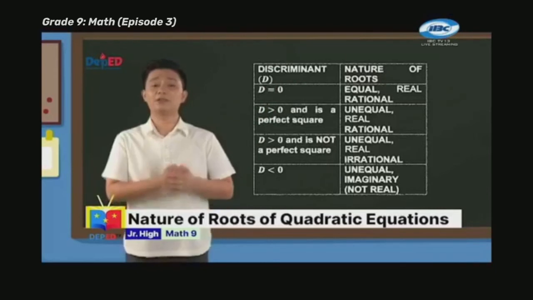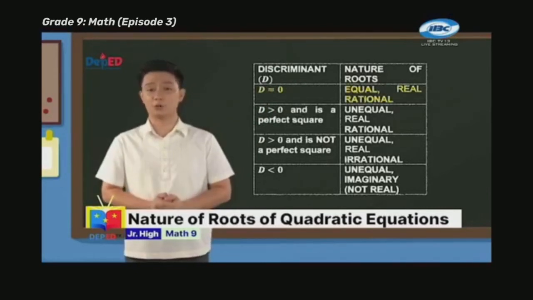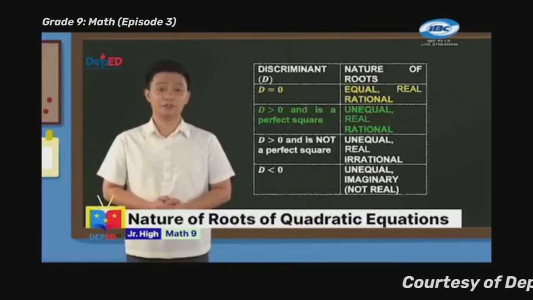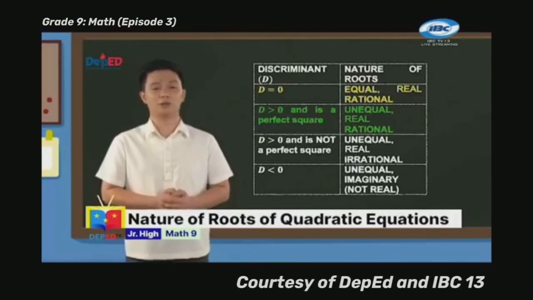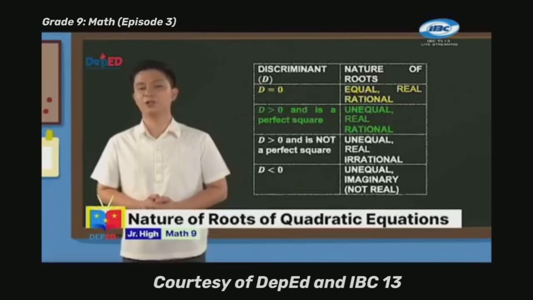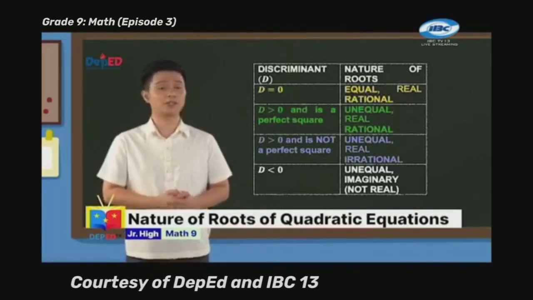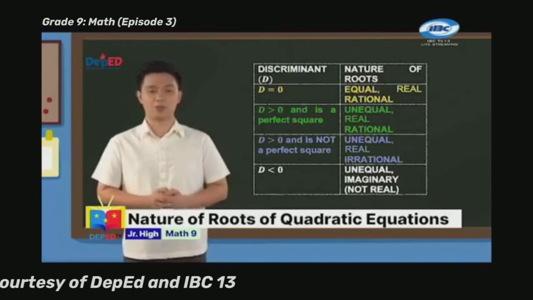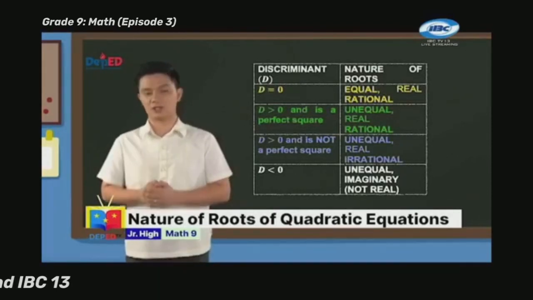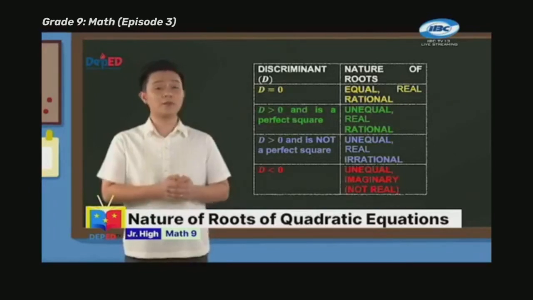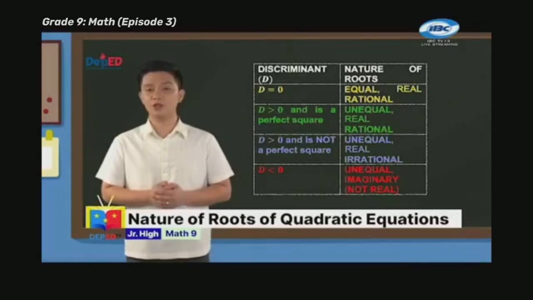So, if the discriminant of the quadratic equation is 0, the roots are equal, real, and rational. If the discriminant is positive and perfect square, the roots are unequal, real, and rational. If the discriminant is positive and not perfect square, the roots are unequal, real, and irrational. Now, if the discriminant is negative, the roots are unequal and imaginary.